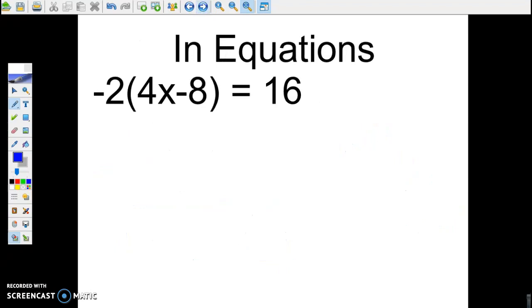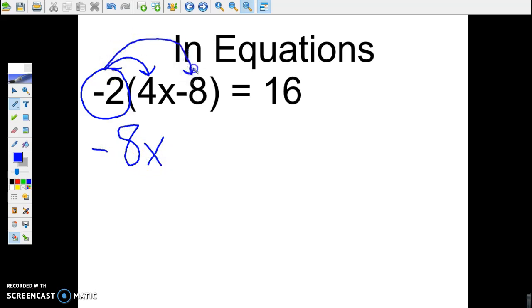Now in this one, we actually have an equation. But before we start to solve the equation, we have to clear out the parentheses by doing the distributive property. So what is directly in front of the parentheses? In this case, it's -2. So we need to multiply -2 times 4x, which results in -8x. We also need to multiply the -2 times the -8, which results in positive 16. The 16 on the right side of the equal sign drops down. So now I have -8x plus 16 equals 16.